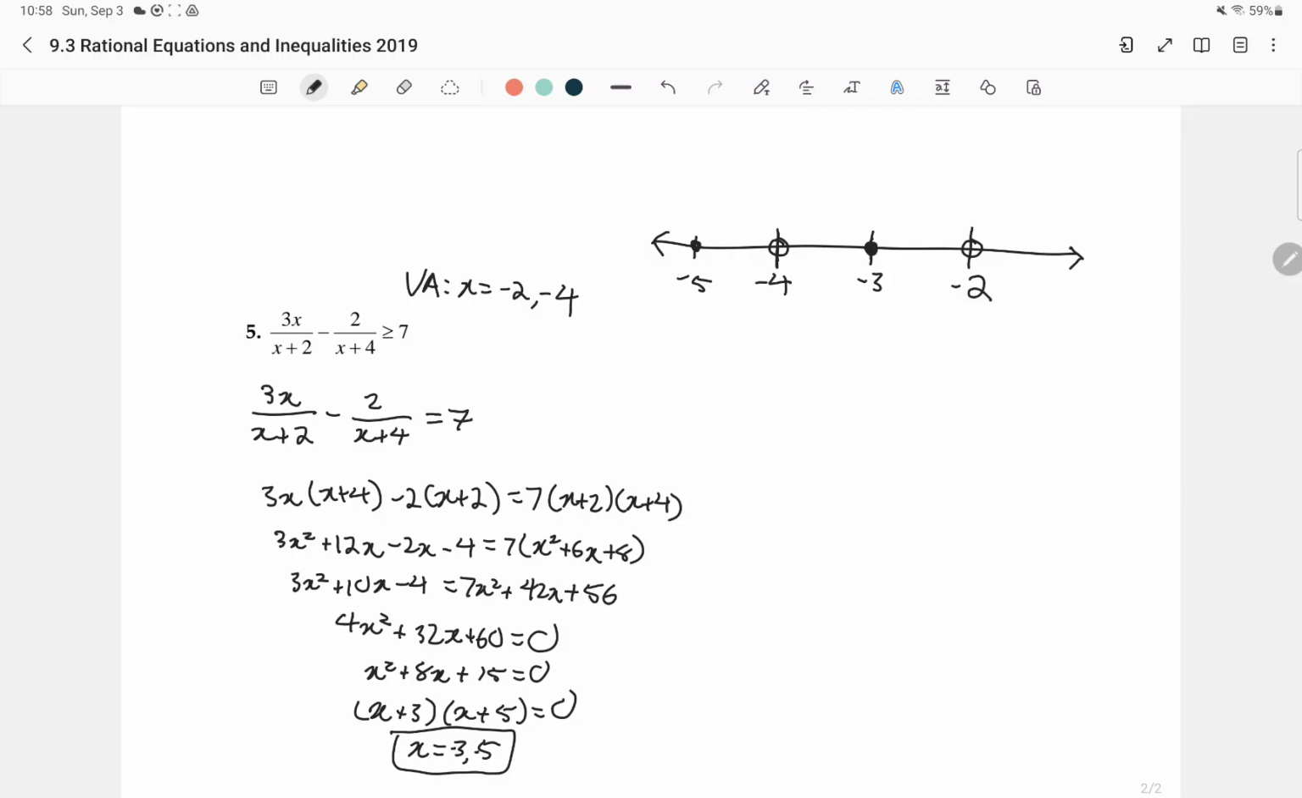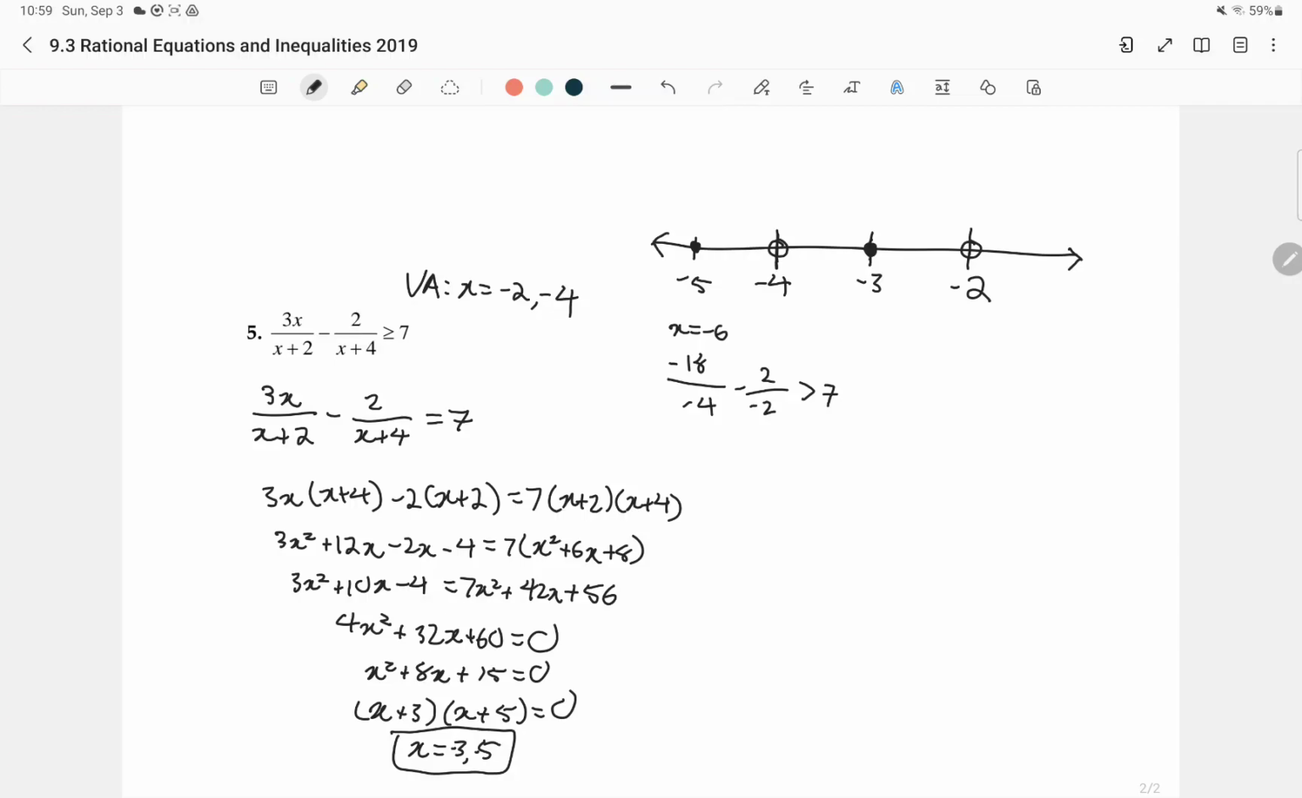All right, we have to check this here, this, and this interval. There are 5 intervals to check, and you must check every single one of them. I know it's very tedious, but that is how you have to get full points. If you don't do that, you do not get full points. All right, so let's do x equals -6, and that's going to give us -18 over -4 minus 2 over -2. Is this greater than or equal to 7?